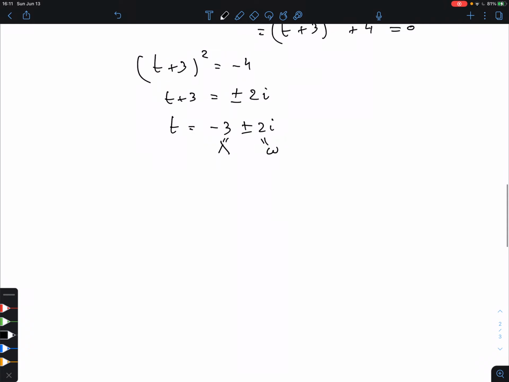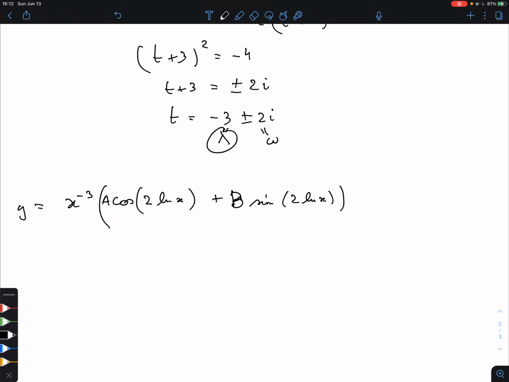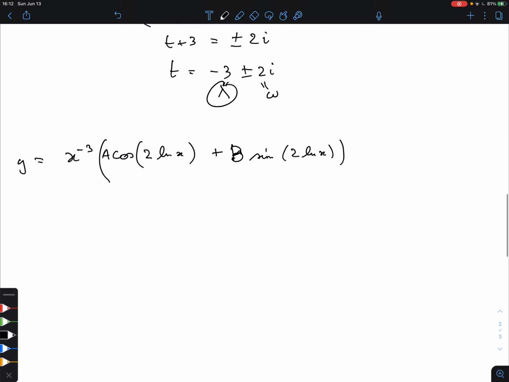Why is this important? Well, as with constant coefficients, we are dealing now with trig functions. But again, the form is slightly different. First of all, this lambda is going to give me the power, and this is x to the minus 3 again. What does the omega do? Omega gives me the frequency, so this will be cosine 2, but we don't put in x here, we put in ln x. That's the one difference. Plus a times this, plus b times sine 2 ln x, where a and b are general coefficients. That's how the general solution looks.